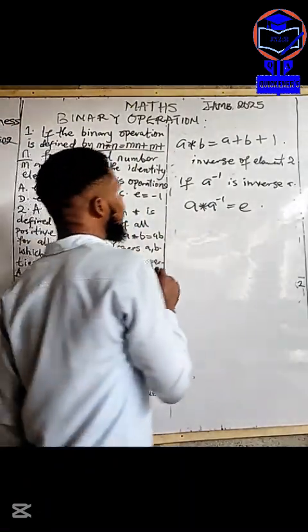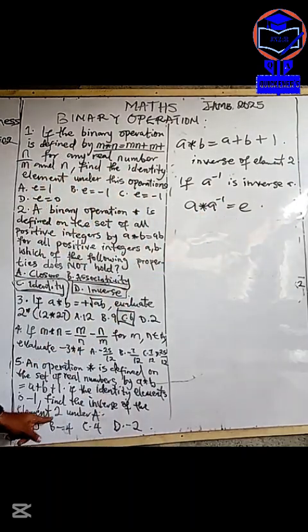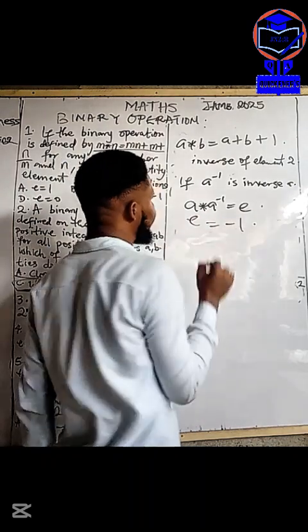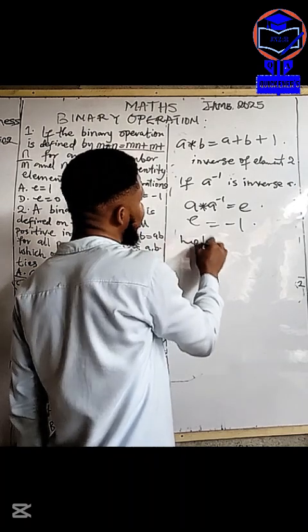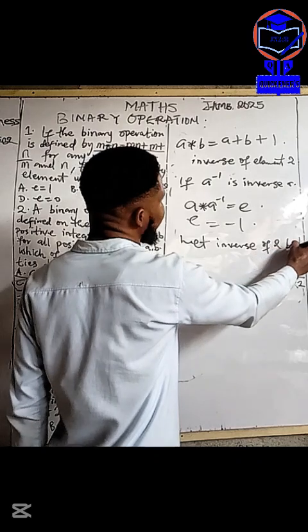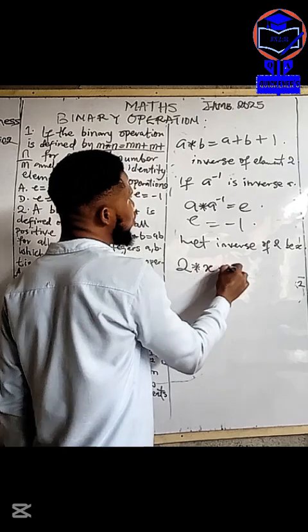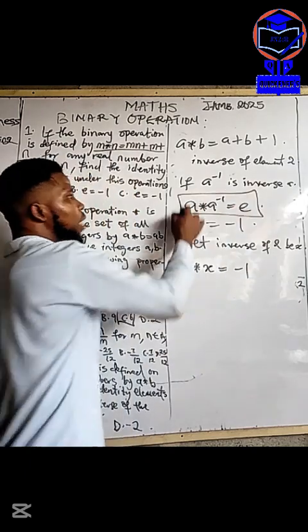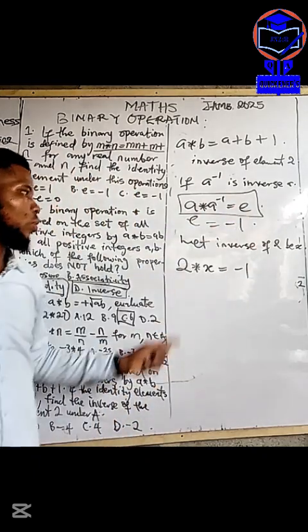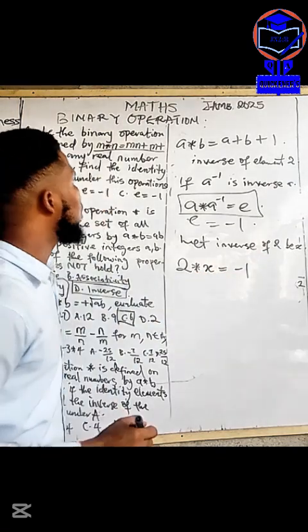So let's go. So we are looking for the inverse of 2. First of all, what is our identity element? Our identity element under this operation is minus 1. Right? So E is what? Minus 1. So let the inverse of 2 be x. Alright? So 2 operation x equals minus 1. Now, following this principle, 2 operation x equals minus 1. Remember, x is our inverse.